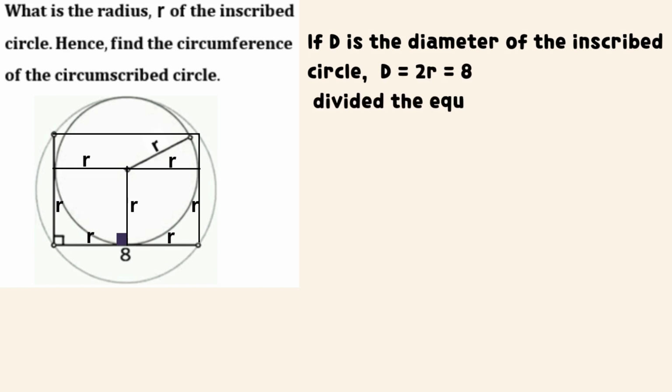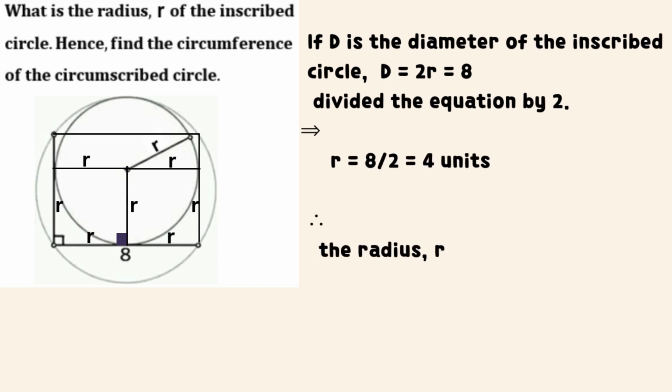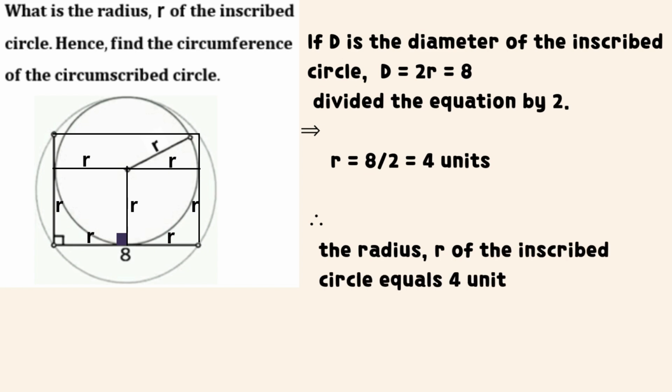If d is the diameter of the inscribed circle, then d equals 2 times r, which equals 8. Divide the equation by 2. It implies that r equals half of 8, which equals 4 units. Therefore, the radius r of the inscribed circle equals 4 units.